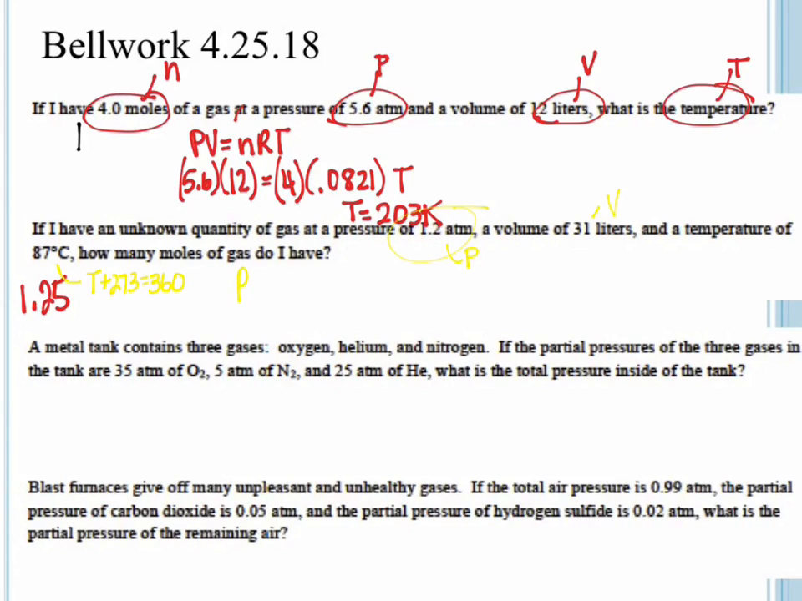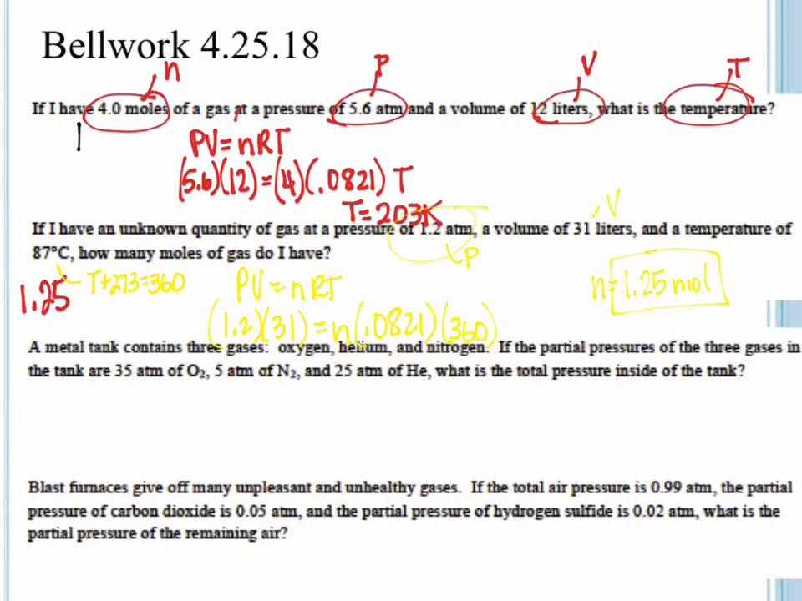So we use PV equals nRT. 1.2 times 31 is equal to n times R. What's the value of R? 0.0821. And T is 360. So put that in the calculator. Tell me what n is. 1.25, and our unit is moles. If I asked for grams, what would we do? We multiply by the molar mass of whatever the compound may be.